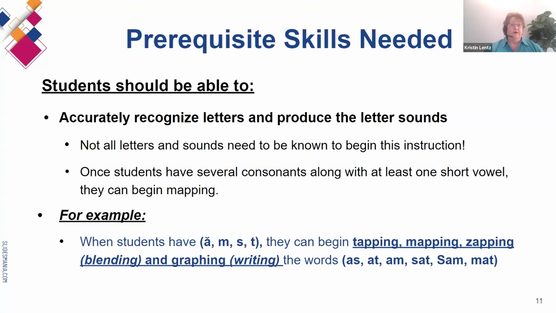When students have, for example, short A, M, S, and T, they can begin tapping, mapping, zapping, which is really a way to refer to blending, and graphing, which is writing the words: as, at, mat, sat, Sam, am. All of these words, we can start providing that very explicit instruction in how those sounds in our words map to letters.